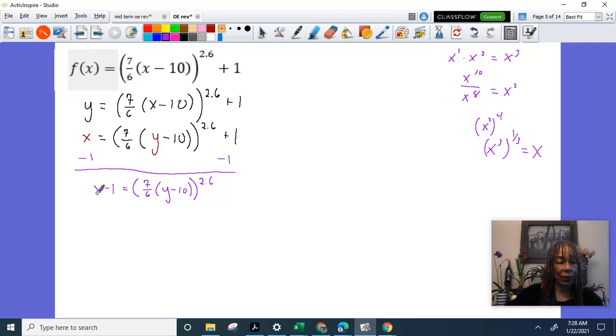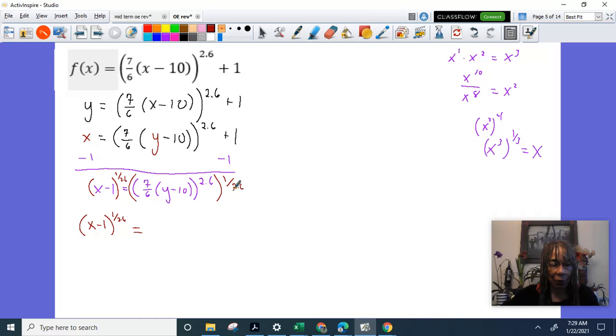So having said all that, I am going to use my parentheses, and I am going to raise each one of these to the 1/2.6 power, because I can. So now on the left side, I've got x minus 1 to the 1/2.6 power. And just remember, that's just a number. If you put it in your calculator, it would equal 0.4-ish. I don't even know. I'm making that up. It would equal something. And that will get rid of that.